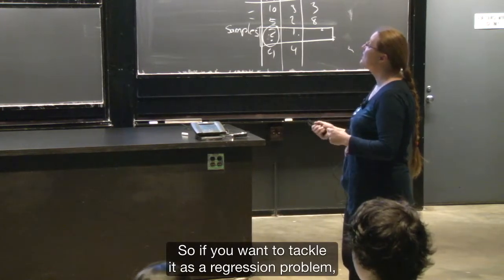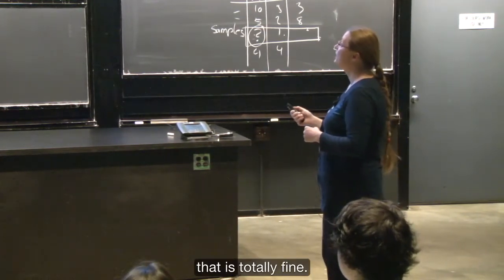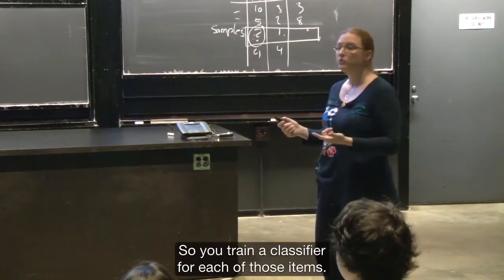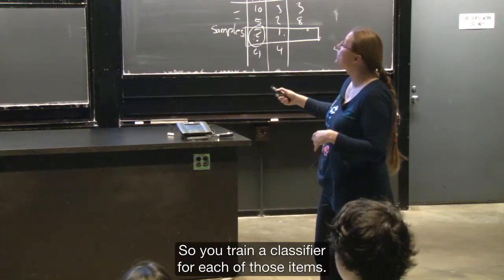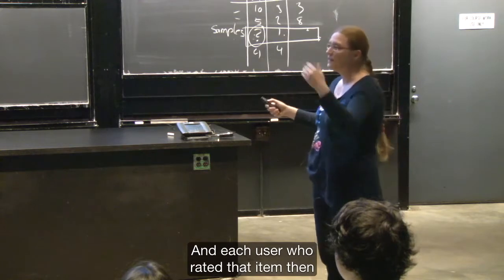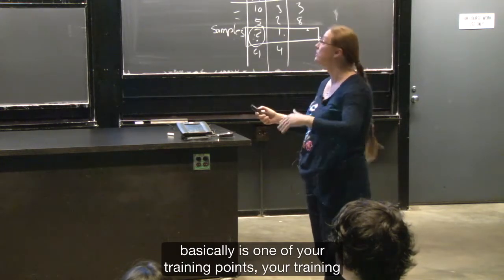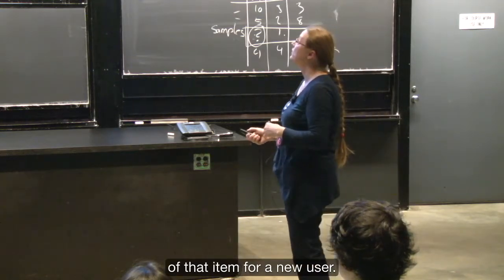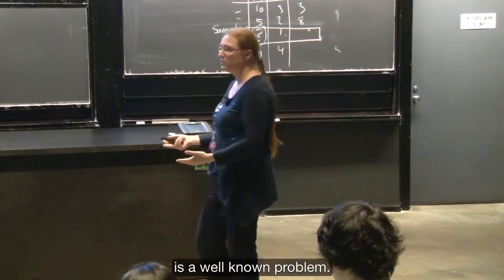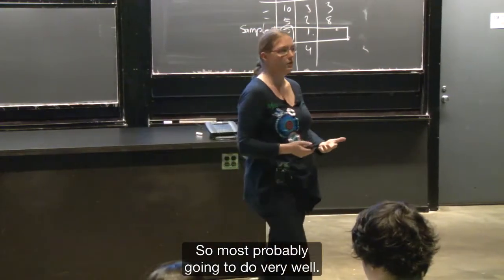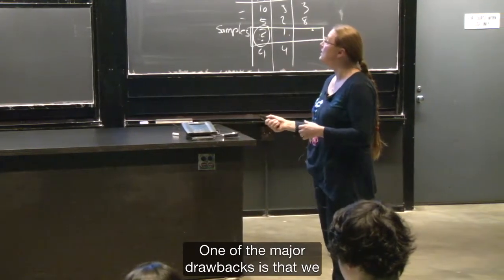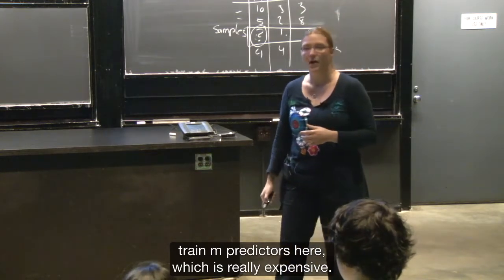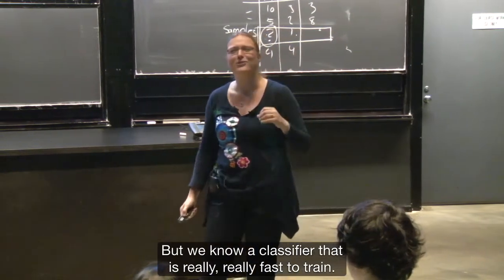So if you want to tackle it as a regression problem, that is totally fine. You just train a predictor for each item. That was one of the strategies for missing values, right? So you train a classifier for each of those items. And each user who rated that item then basically is one of your training points, your training samples. And then you use that to predict the rating of that item for a new user. And that's good because regression is a well-known problem. So most probably we're going to do very well. One of the major drawbacks is that we train M predictors here, which is really expensive. But we know a classifier that is really, really fast to train.